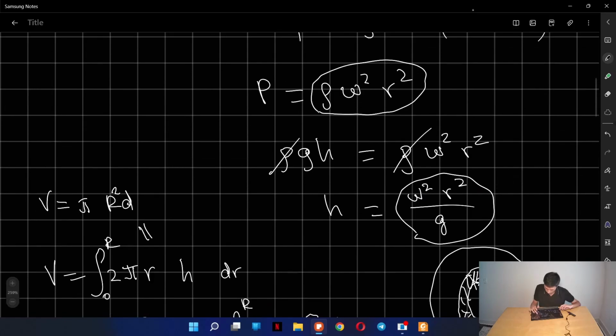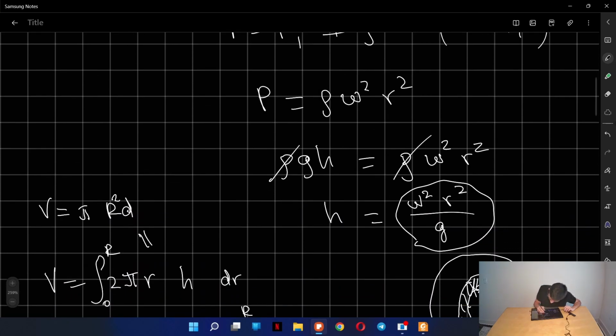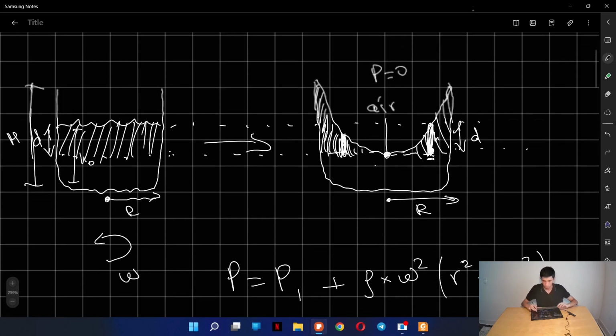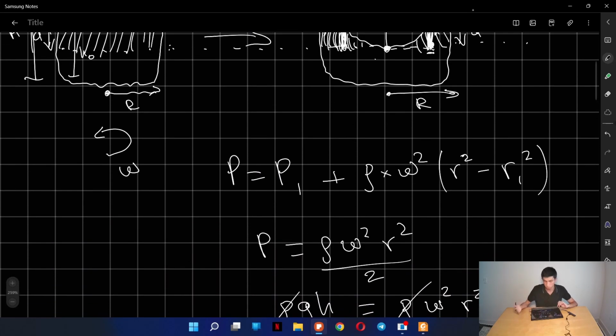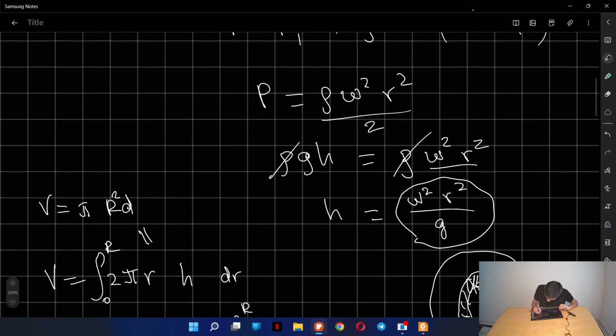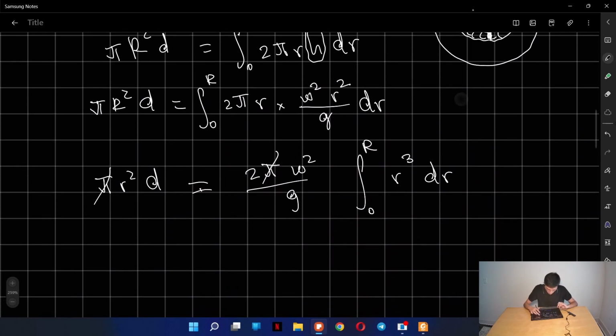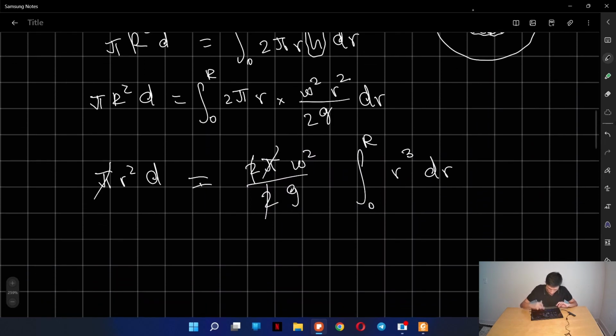Oh, I think I forgot something. Here I forgot to divide this equation by 2 because the pressure is going to be 2 times less than here. Which means I'm going to have 2 here and I'm going to have 2 here, so these 2 are going to cancel out. Okay, let me correct it here, correct it here, correct it here.